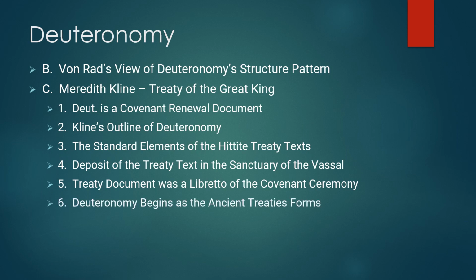Well, number 6. Deuteronomy begins as the ancient treaty form. And on page 30 of Klein's The Treaty of the Great King, he says, Deuteronomy begins precisely as the ancient treaties began. These are the words of. Those are the first words of the book of Deuteronomy. These are the words of. The Jewish custom of using the opening words of the book as the title turns out, in the present case, to serve to identify this book at once as a treaty document.